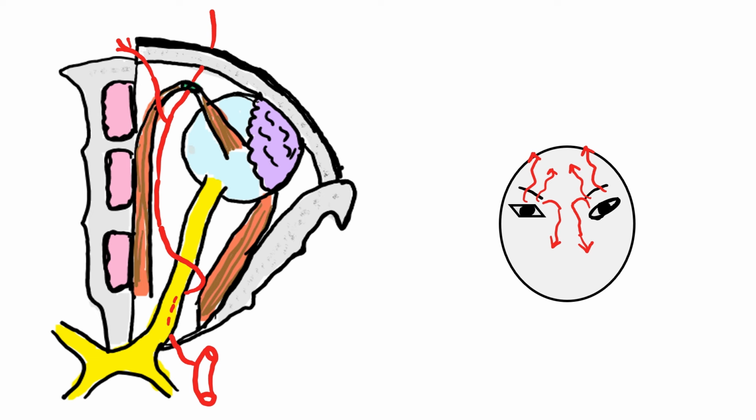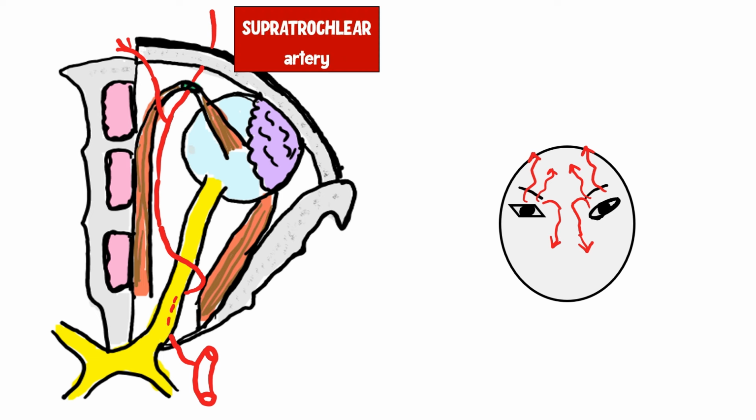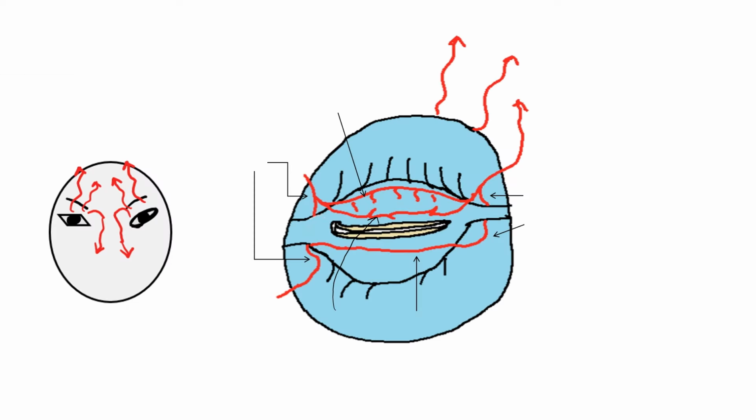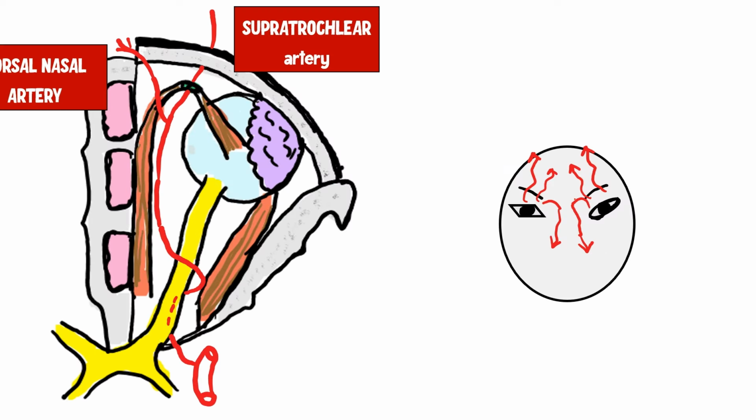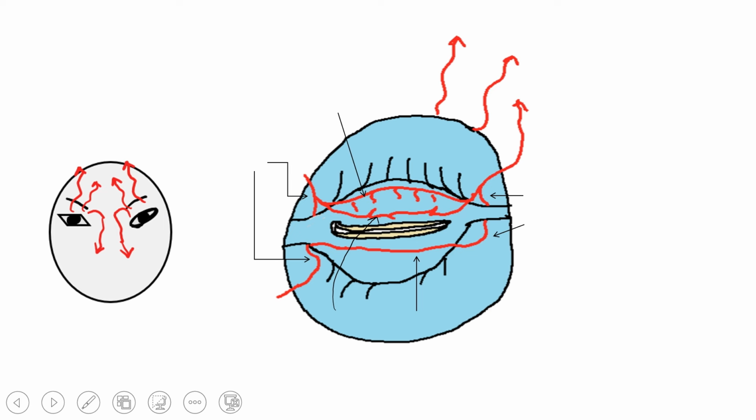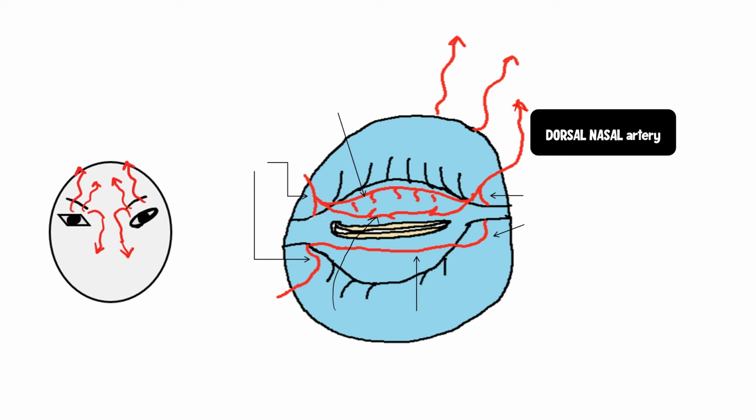the trochlea of the superior oblique, it gives its terminal branches, and these are the supratrochlear artery and the dorsal nasal artery. Okay, the dorsal nasal artery is basically going to supply the dorsum of your nose. Here, as you can see, we have this dorsal nasal artery which is coming like this. Okay. So above that we have the supratrochlear and the supraorbital nerves.